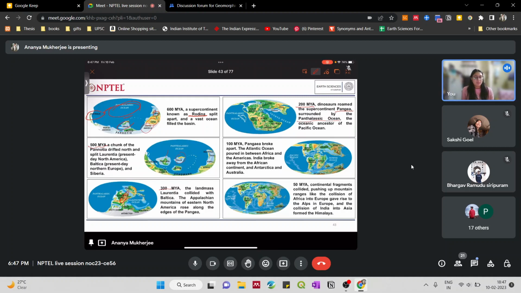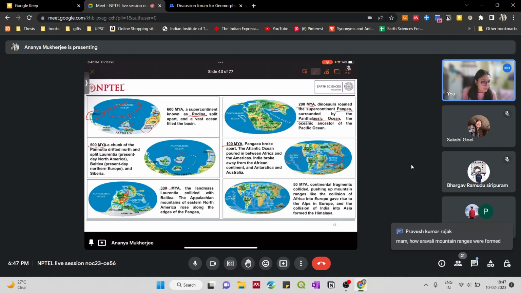Then around 100 million years ago, the supercontinent Pangaea started breaking apart. It gave rise to what we call the Atlantic Ocean, Pacific Ocean, and there was another ocean, that is the Tethys Ocean. The Tethys Ocean is important for us to know because it plays a part in the entire Himalayan orogeny.